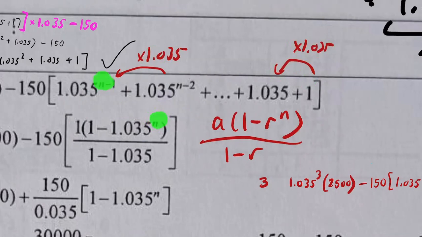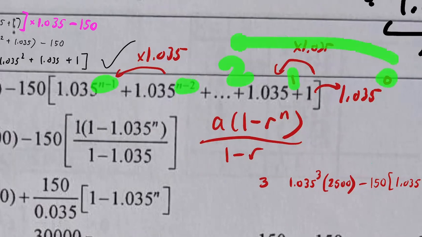How come n, not n minus 1? N is the number of terms. Even though the power is n minus 1, here it happens to be n terms. Why? Because here you start with 1.035 to the power 0. This is power 1. So 0 go to 1, then go to 2, go to 3, go to n minus 2, go to n minus 1. How many terms? N terms.